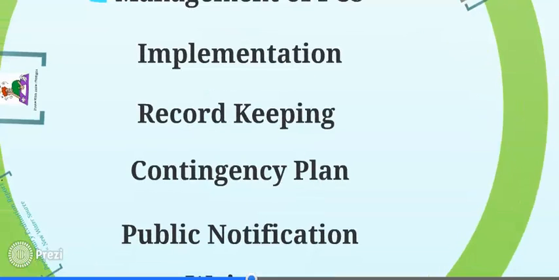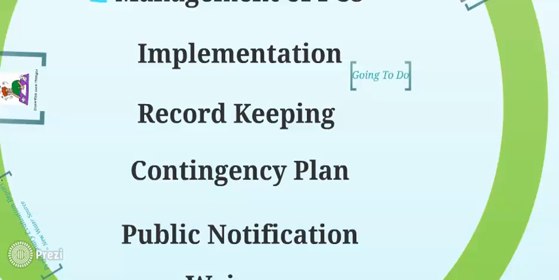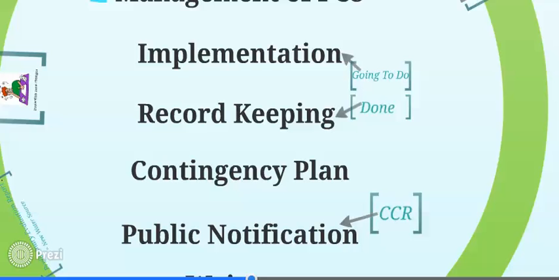These 4 sections are sometimes overlooked or left out of a source protection plan. The implementation is what you're going to do, and the record keeping is what you have already done, so that's specifically for an updated plan. The contingency plan is just how it sounds. Just make sure you have one. And the public notification is met by your consumer confidence reports.